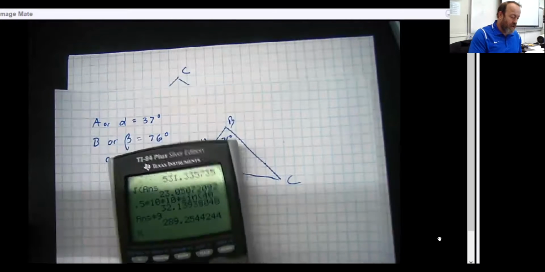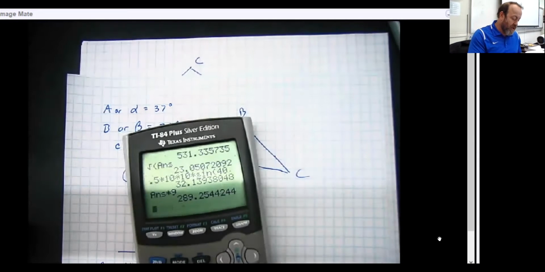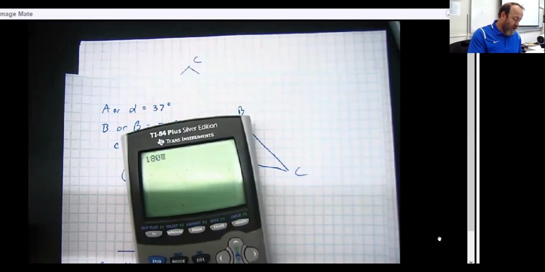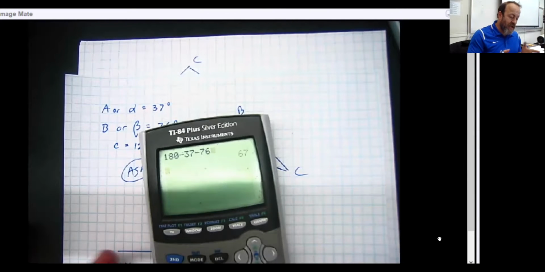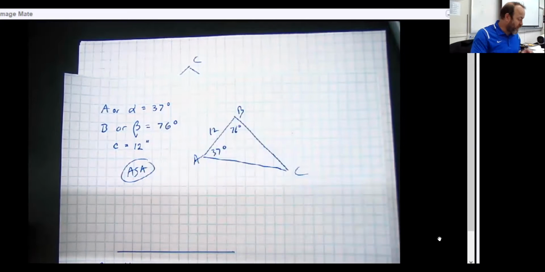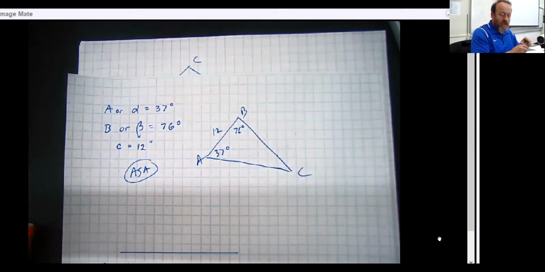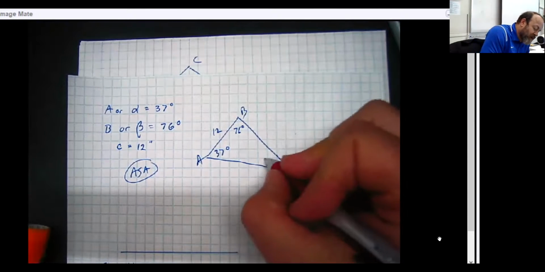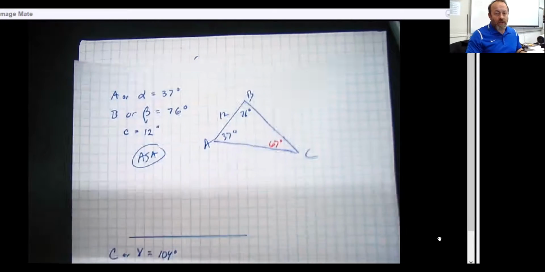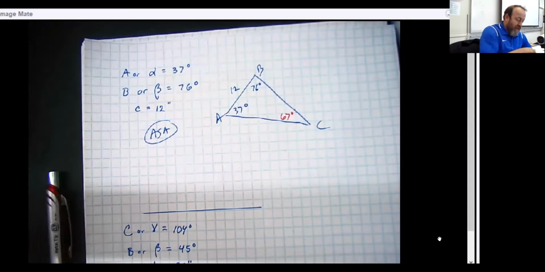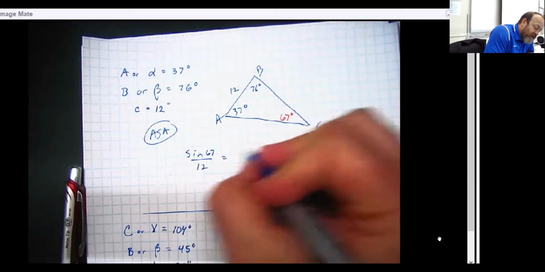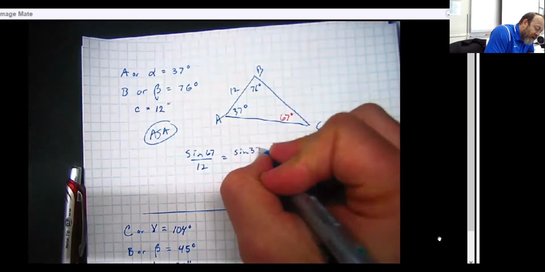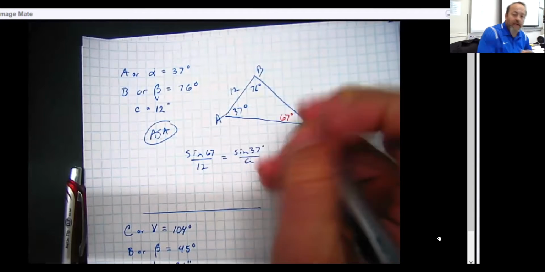So the first thing that I know is that since there's 180 degrees in any triangle, I could take off the two that I already have, which is 37 and 76, and I now know that this missing angle that I have right here, which I'll put in red to show this is not part of the original data, is 67 degrees. So I now can say that the sine of 67 over 12 would be the same as, let's say, the sine of 37 over little a right here.